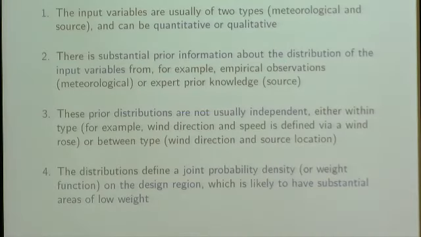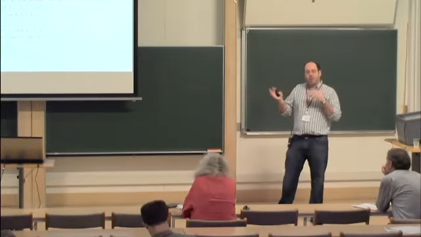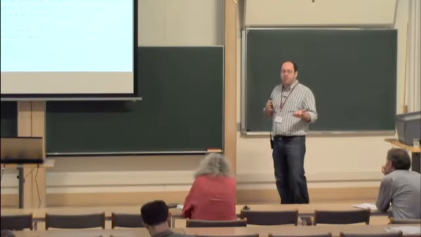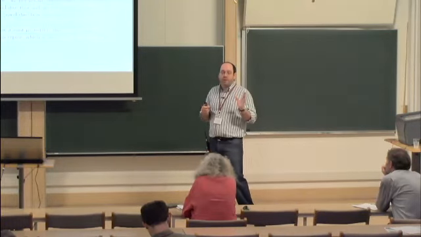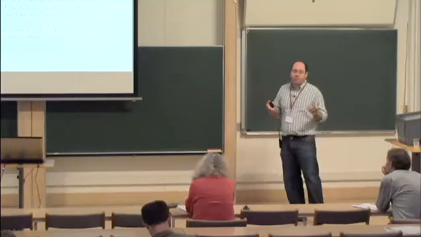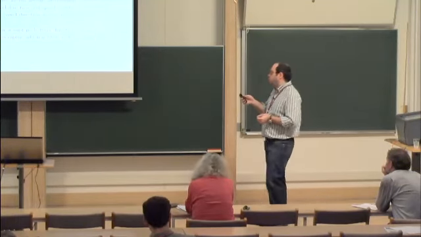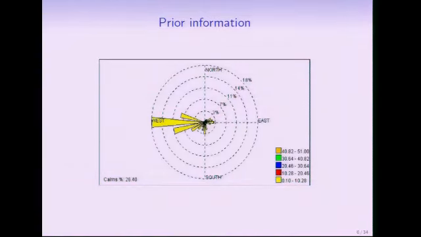So what we end up with is essentially a joint probability density, or we're just going to think about it as a generic weight function across our design region, which tells us how interested we are in different areas of the design region, and is likely to have substantial areas with very low weight or zero weight, where for one reason or another it really isn't that interesting to take a run of our computer model. So this is an example of the type of prior information that we might get.